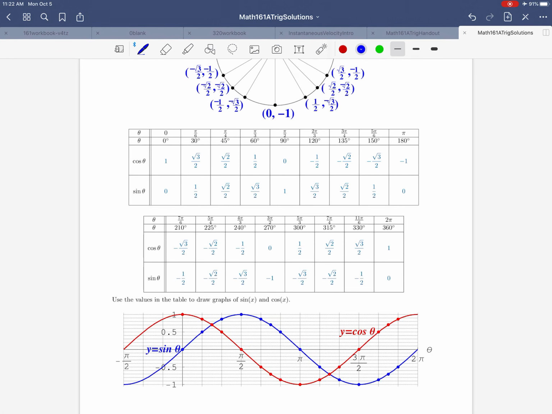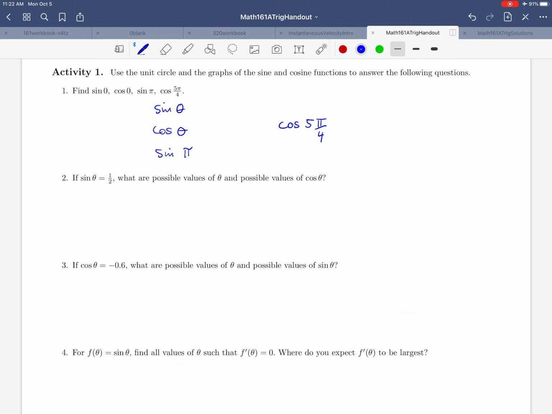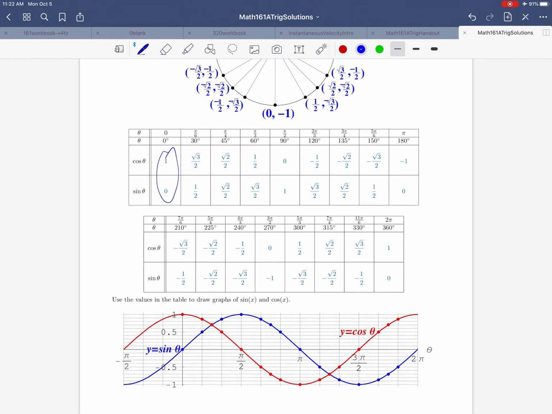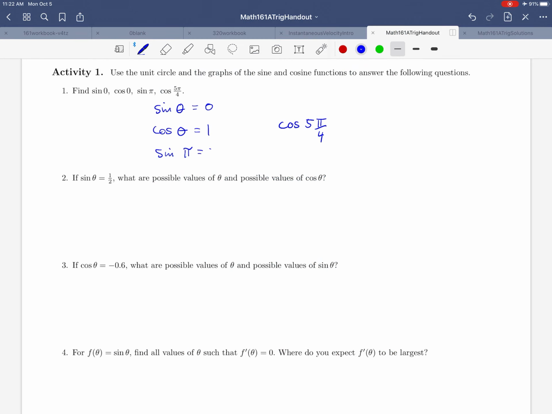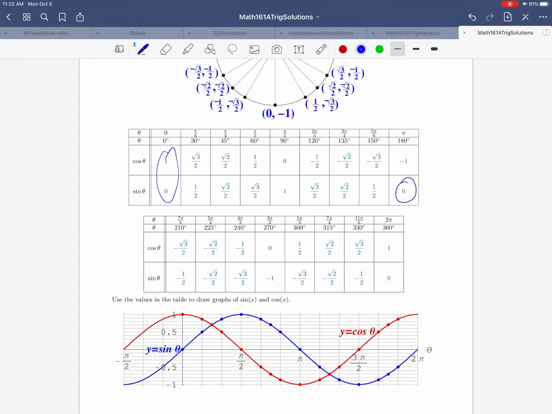And going back to our unit circle, we can use the unit circle, we can use our graphs, or we can use our tables. So since we wanted to know the sine and cosine of 0, we can check those first. So the cosine of 0 is 1, the sine of 0 is 0. Next was sine of pi. We can look the sine of pi up, that's 0 as well. So we have 0.